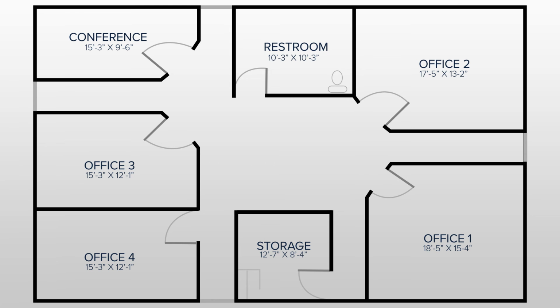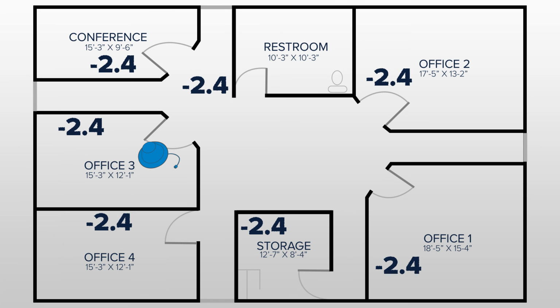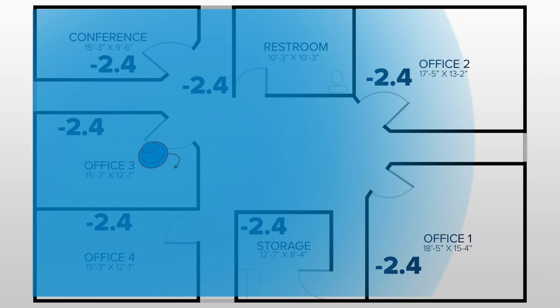Finally, we need to check the material absorption. From our site survey, we know that all of the interior walls are standard drywall. So for each wall, we will subtract 2.4 dB of loss. So even passing through 2 walls, the signal is still usable 2 offices away from the broadcast antenna.